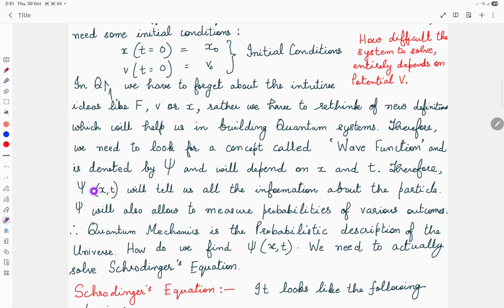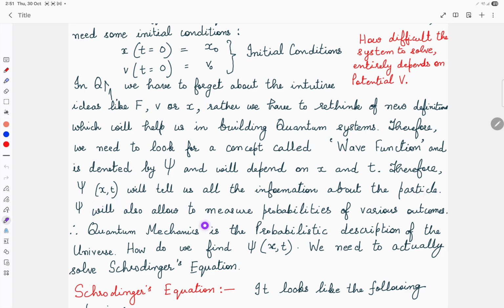The wave function is dependent on x, which is the position of the electron, and time. So we have to look for the position of the particle at a particular time also, right? So this wave function will tell us the information about the particle.